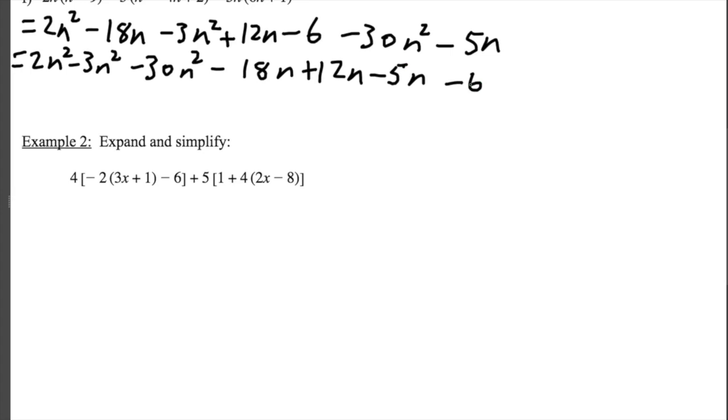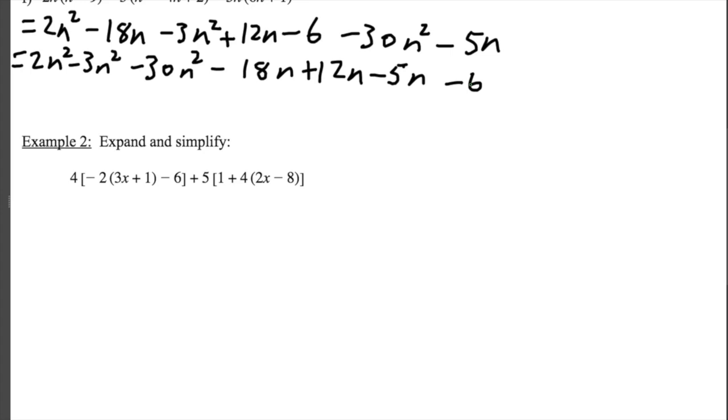So now, putting these together, 2 minus 3 gives us negative 1, minus 30, negative 31n squared. And then we're going to have minus 18n plus 12n. So this will actually give us minus 6n, and then minus 5n will give us a minus 11n, with minus 6 at the end.